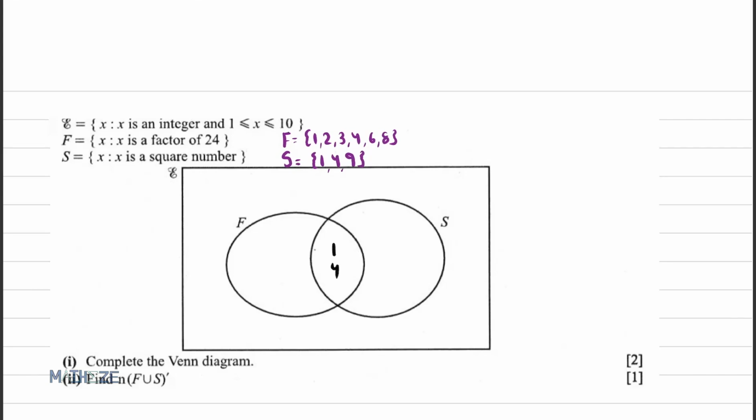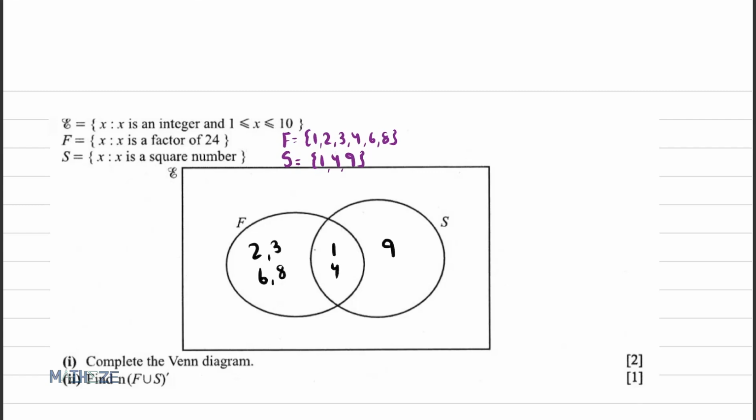What are the elements that are left in set F? So it's going to be 2, 3, 6, and 8. What are the numbers left in set S? It's going to be 9. Do you get till this point?